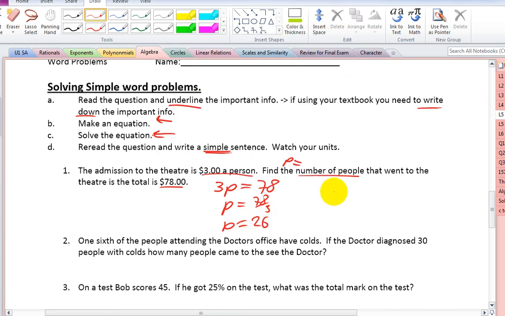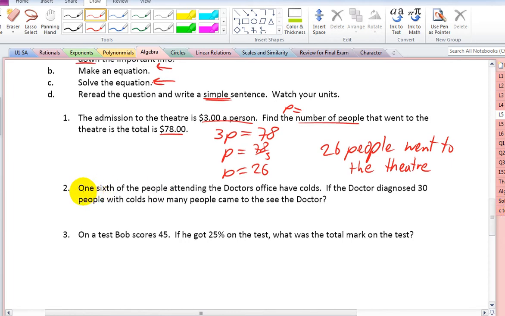26. Okay? Quick sentence. What would be a simple sentence? 26 people, whoops, I can't spell people, P-E-O-P-L-E, went to the theater. Okay? 26 people went to the theater. Any questions? Okay, next.